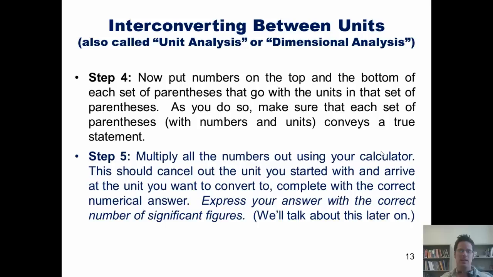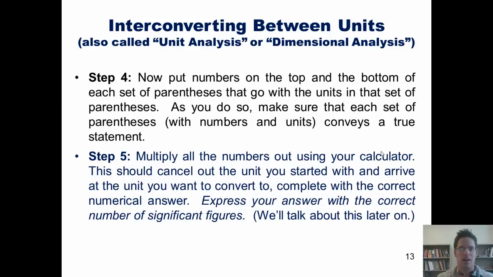As you do so, make sure that each set of parentheses with numbers and units convey a true statement. And 5. Multiply all the numbers out using your calculator. This should cancel out the units you started with and arrive at the unit that you want to convert to, complete with the correct numerical answer. Express your answer with the correct number of significant figures. Now, I realize that these steps I've just navigated through probably don't mean anything to you at this point. Please don't freak out. I promise that they will momentarily as we work through some examples.